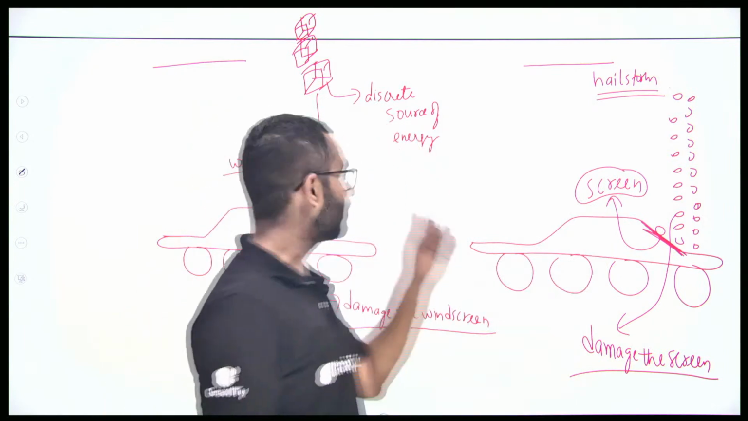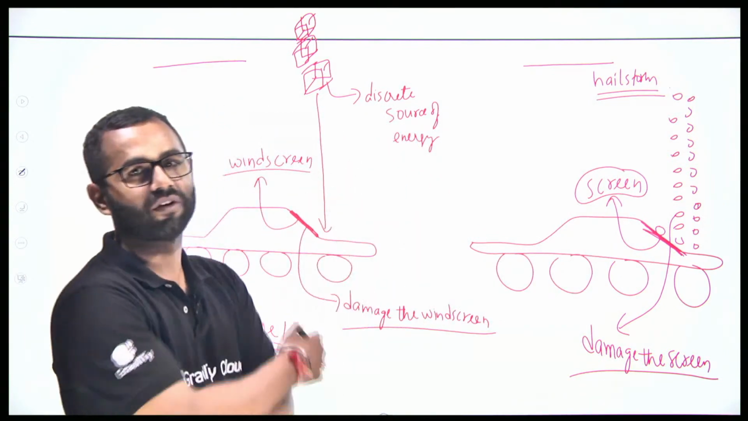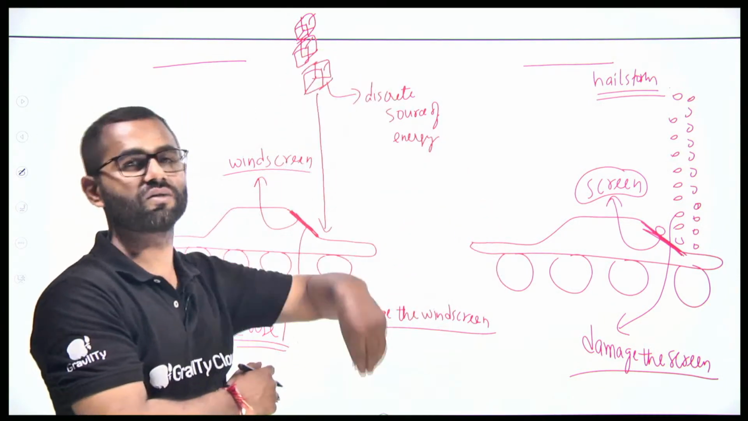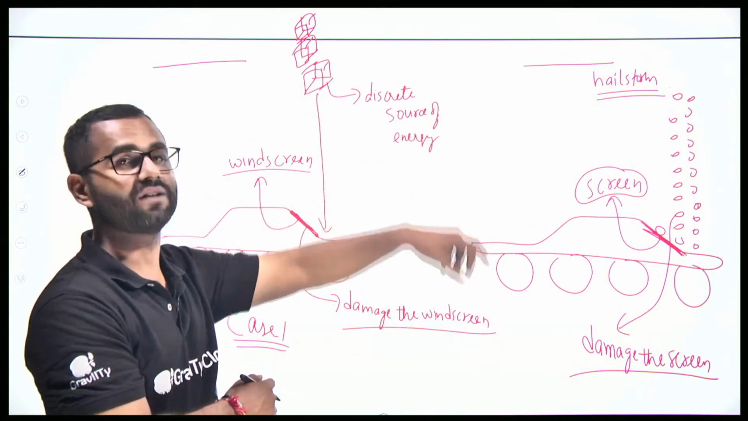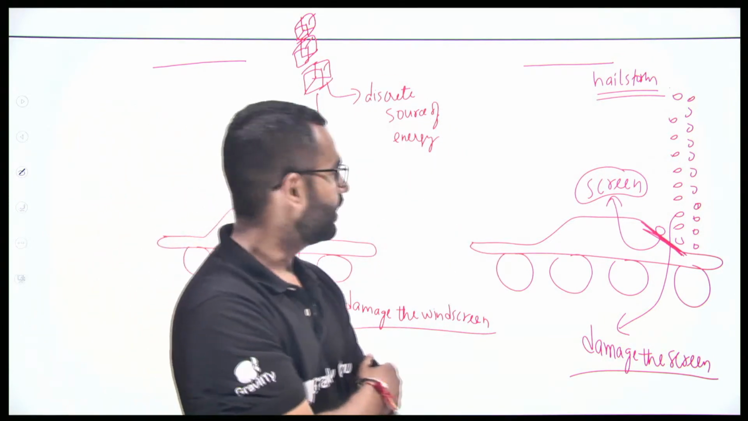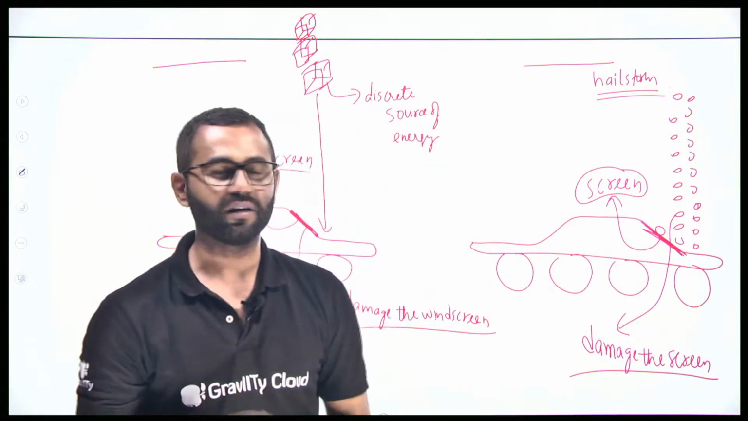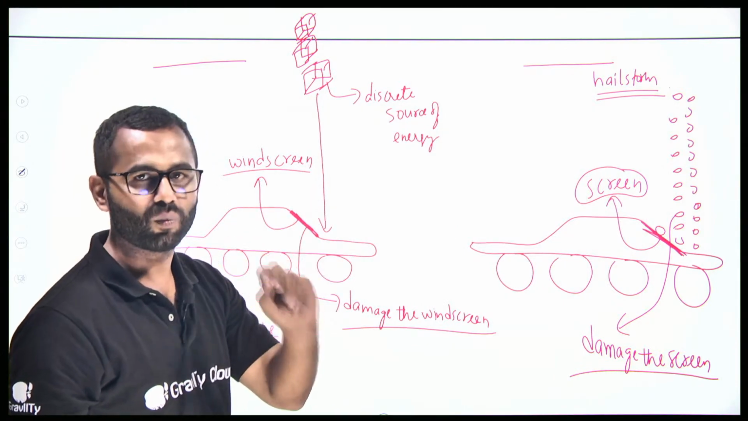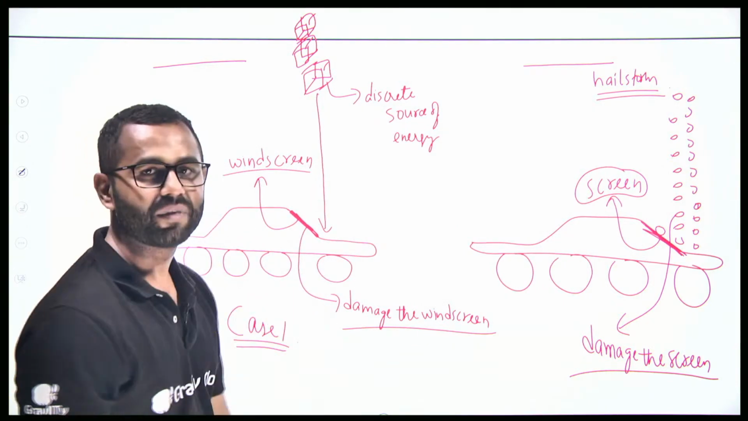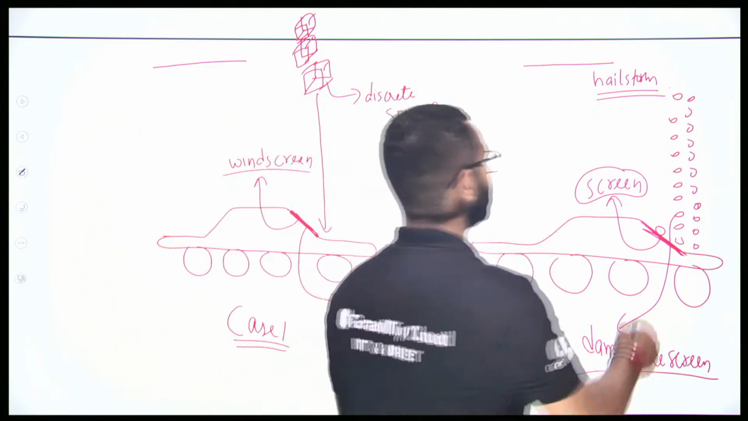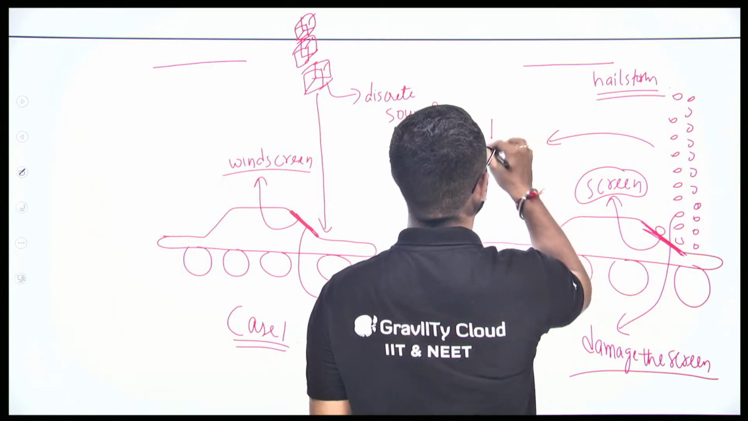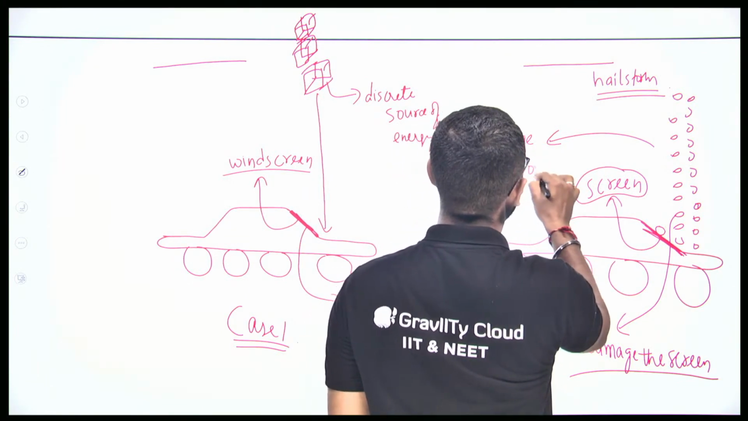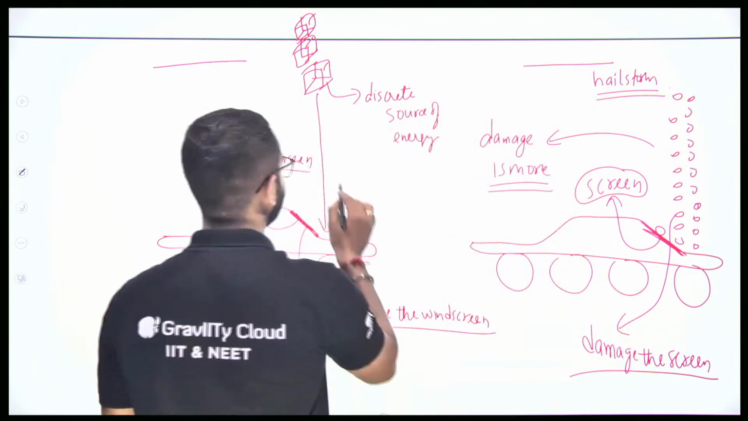But you see, in one case you are throwing the ice cube one by one. One by one, an ice cube is hitting the windscreen. In the other, continuously, hails are hitting the windscreen, right? So what will happen? In the hailstorm case, damage is more. In the one-by-one ice cube case, damage is less.